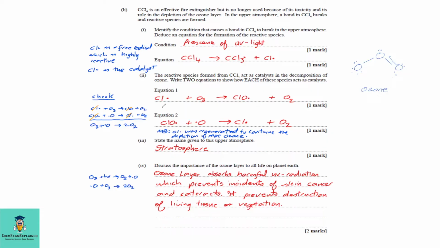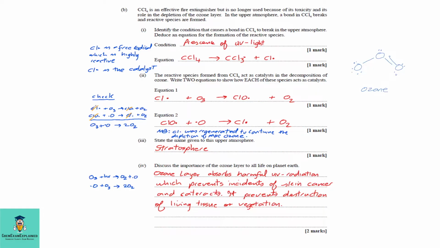Now, the radical, which is very reactive, will break a bond from the ozone, removing an oxygen atom. That oxygen atom will be attached to the chlorine radical, forming chlorine monoxide radical plus O2. For equation 2, the chlorine monoxide radical will now react with an oxygen radical to form chlorine radical plus oxygen. These two equations show the destruction of ozone.